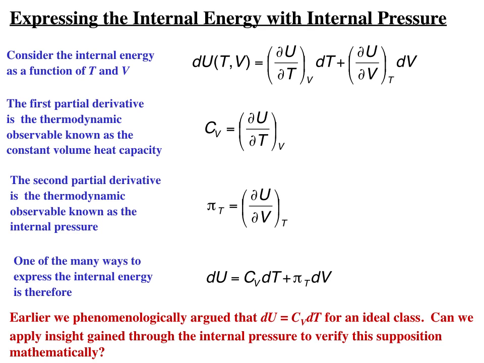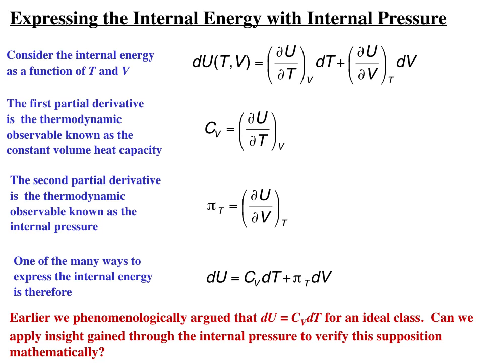In this slide, I'm reviewing concepts which we have introduced. It's been a while now. If we consider the internal energy to be a function of temperature and volume, then being an exact differential, I can write it in the form you see in the top equation. And then from the definitions that we introduced earlier, the constant volume heat capacity is how the internal energy changes with temperature at fixed volume. And this variable that we talked about on the previous slide, the internal pressure, is how the internal energy varies with volume at fixed temperature.